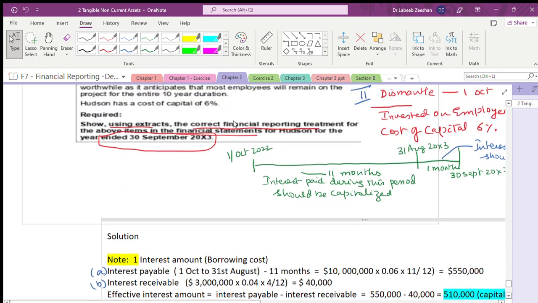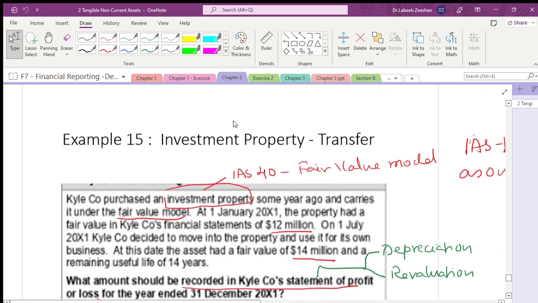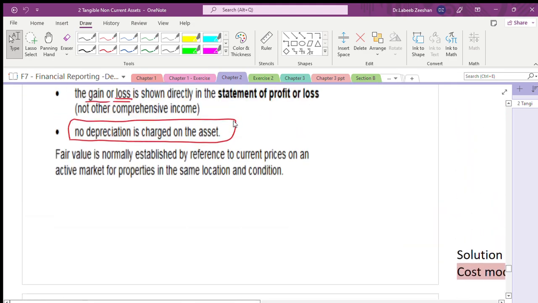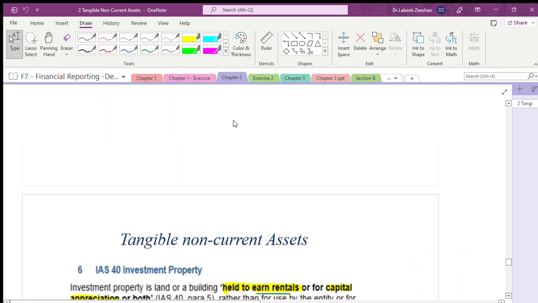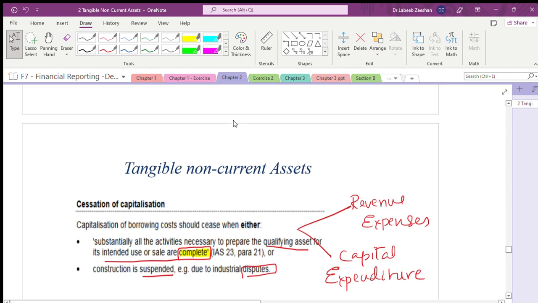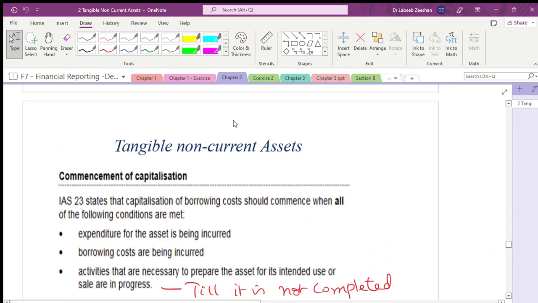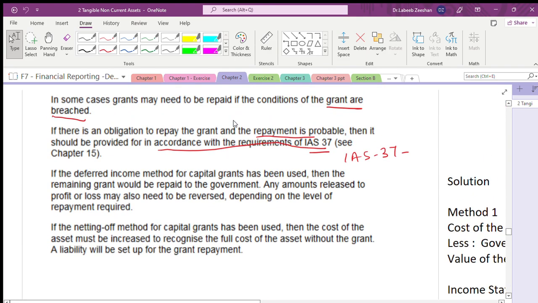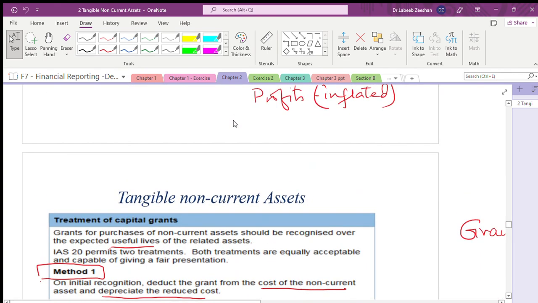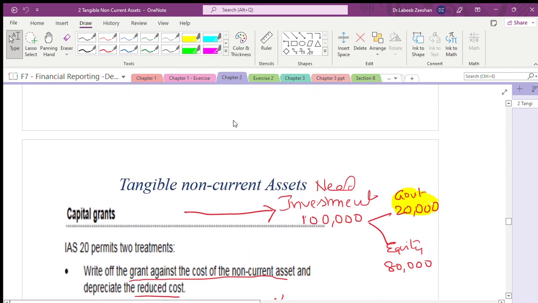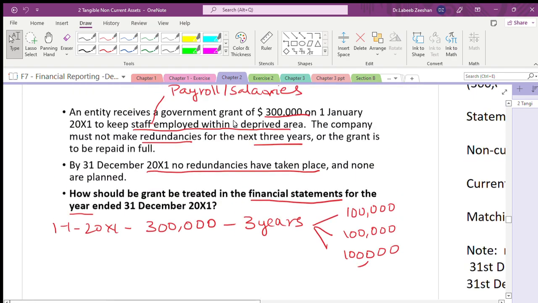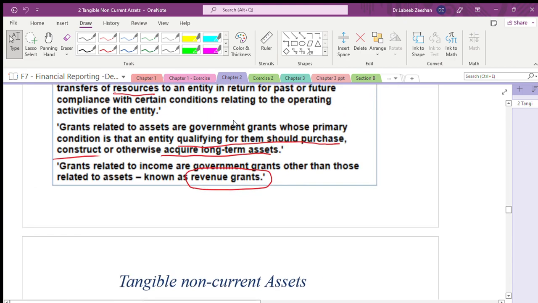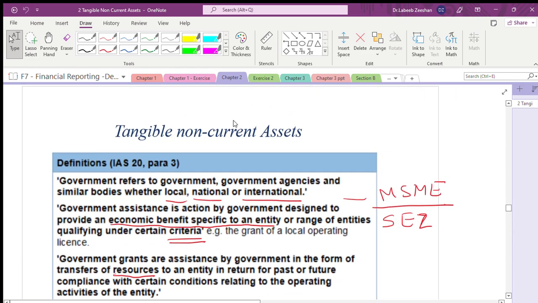Here only we have borrowing cost, investment property, government grants. Yes, borrowing cost. You have the capital grant and government. I am making it a part of that revision. You can have revenue grants and government grants.